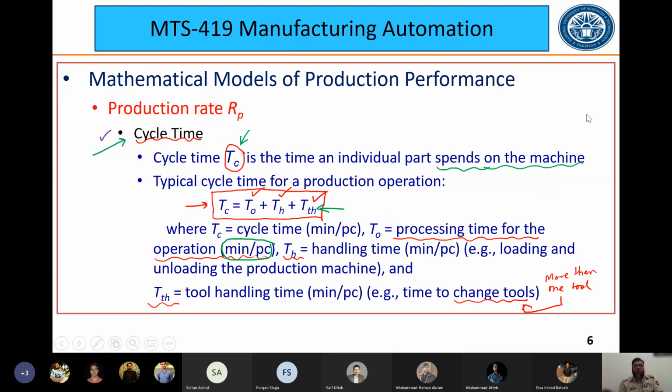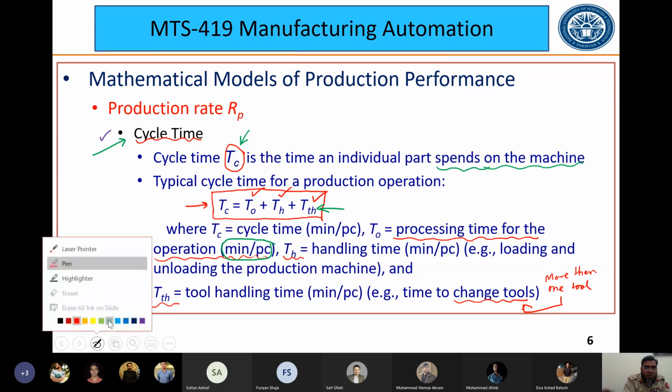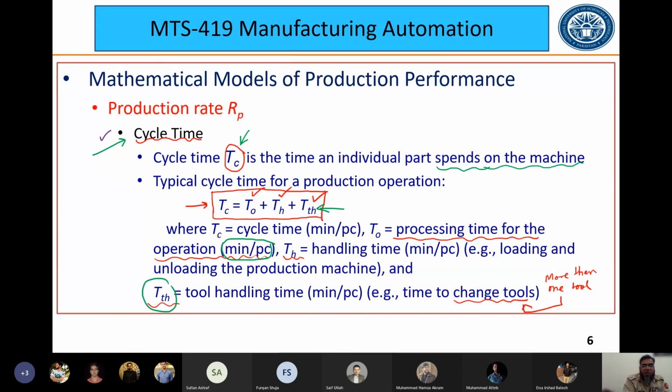Okay, the third term is the TTH, which is actually the tool handling time. Let me just encircle it here. This is tool handling time, and again this is given in minutes per piece. If you require to change the tool every time, then this will be the tool handling time for every operation. And if you have one tool only, then the tool handling time will be for a batch, so that will be given to you.